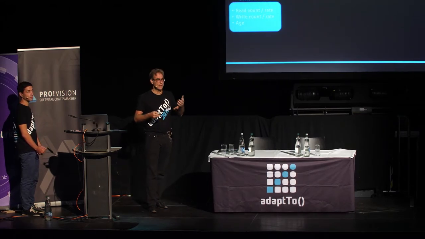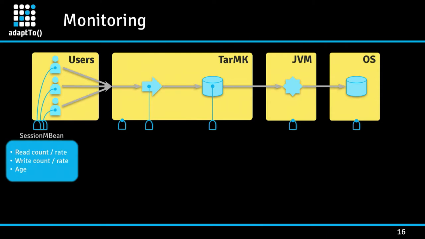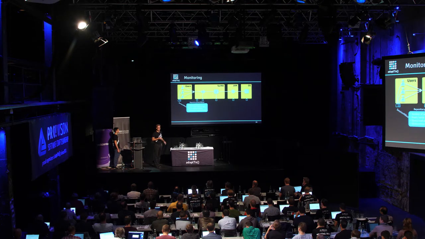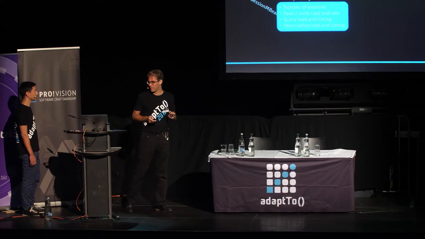So first, on the user side, these are the sessions. You have the session MBean. A session MBean is exposed by each and every JCR session and helps you understand what is going on per session, so how much read or write load is going on in a particular session. Further down the stack in the repository, there is the repository stats MBean. This gives you a consolidated view of the load generated by all the sessions in your system, with numbers for the write and read load generated across all sessions. It also exposes some endpoints regarding observation and query performance. I'm not going to talk further about these in this presentation.